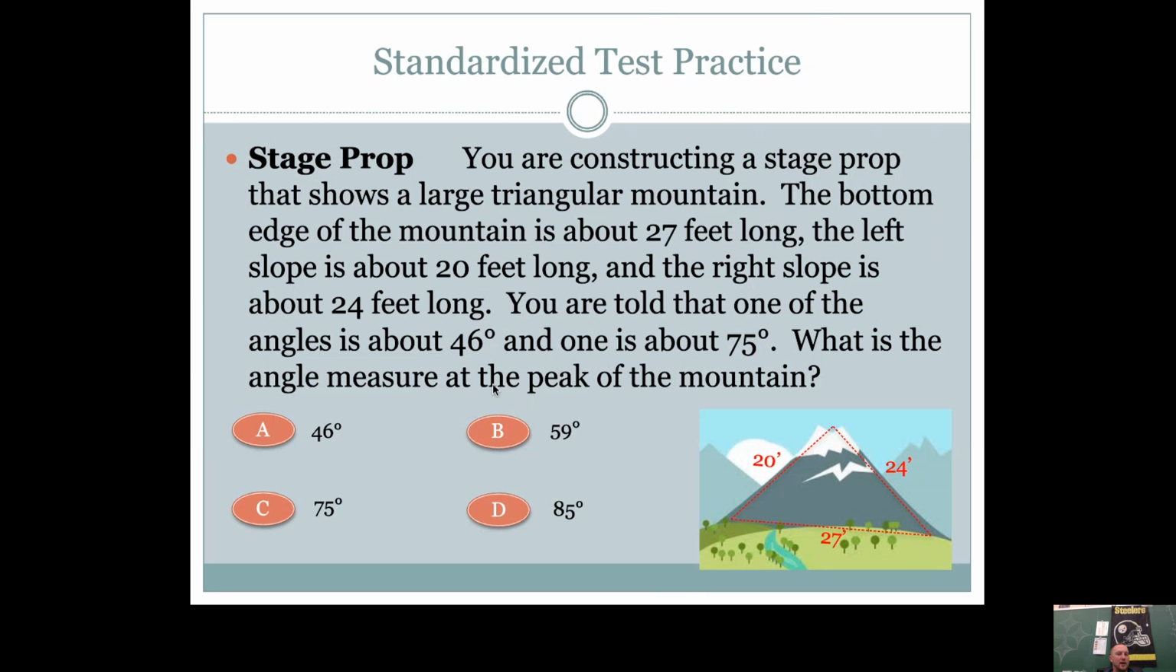So notice how they only give you two angles, and they're asking you for this one. And I don't know if that's the one we have or if it's the one we don't. So we know there's 180 degrees in a triangle. If we take away 75 and then take away 46, what does that leave us with? So I'm going to type in 180 minus 75 minus 46, and that's going to give me 59 degrees.